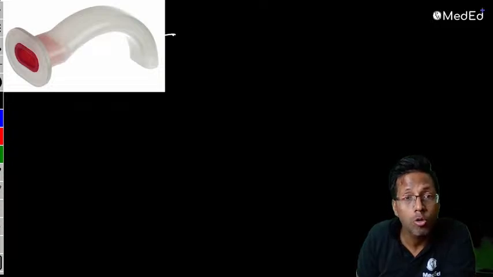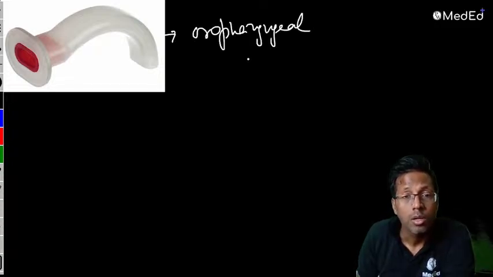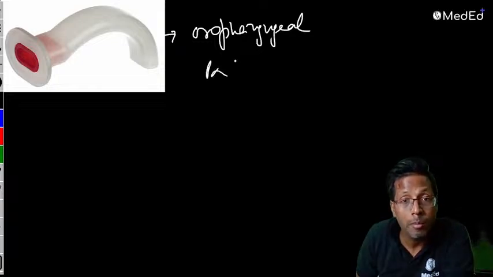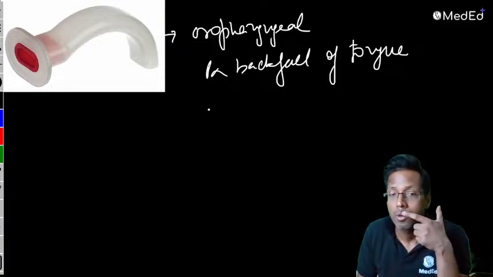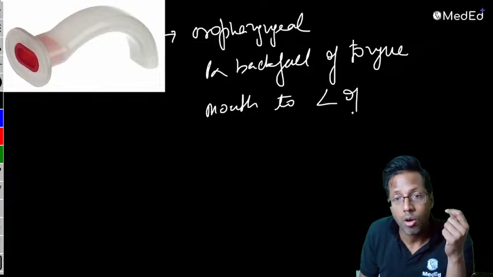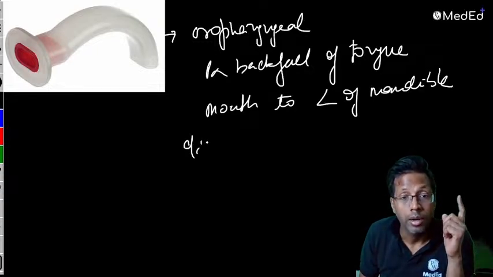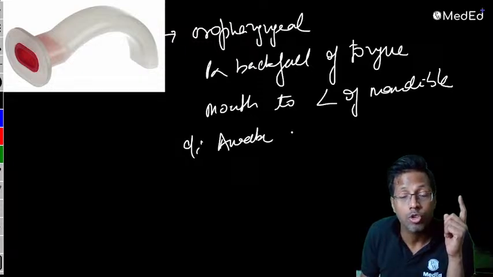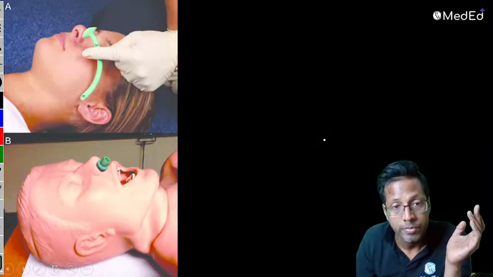It is also called a mouthpiece or Guedel airway, oropharyngeal, right? And this is used to prevent the backfall of tongue. So you know how to identify it now. The size is from the mouth to the angle of mandible. It comes in different sizes. Contraindication: never use it in an awake patient because you will stimulate the gag reflex. In an awake patient, gag reflex, laryngospasm, vomiting, and aspiration can take place.